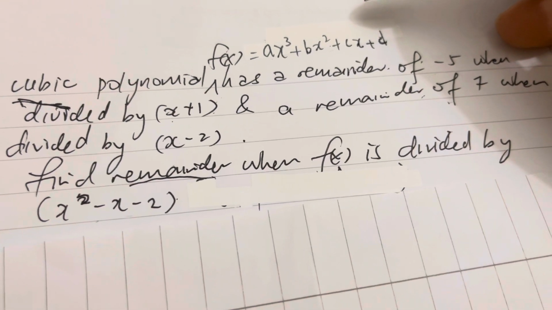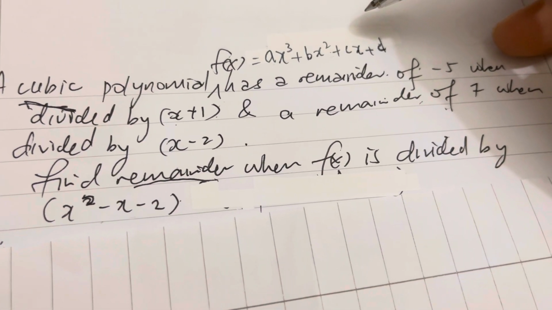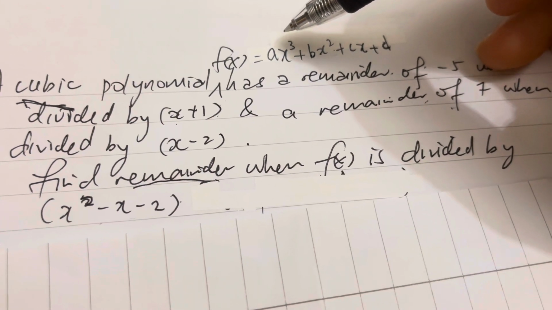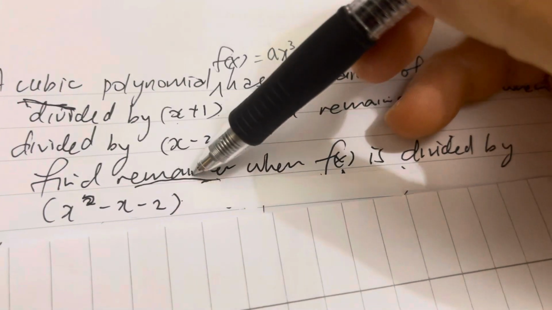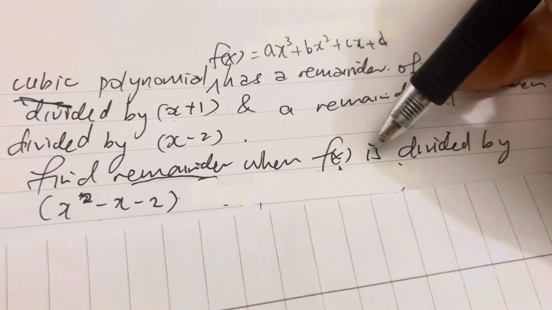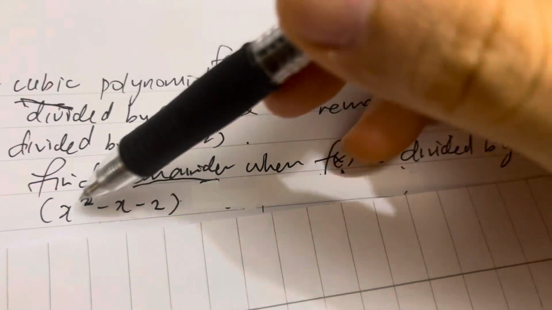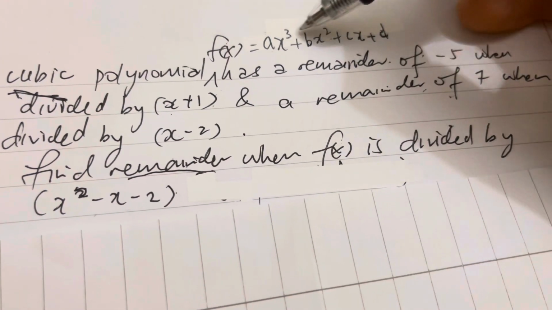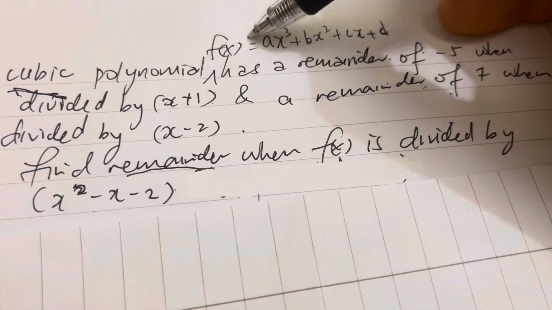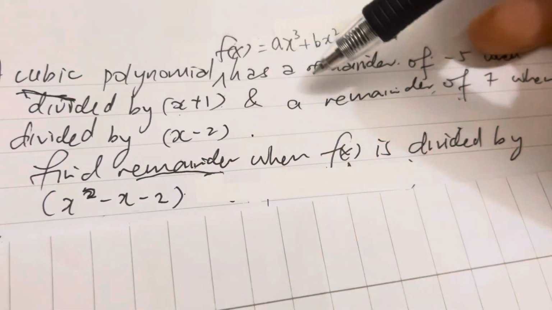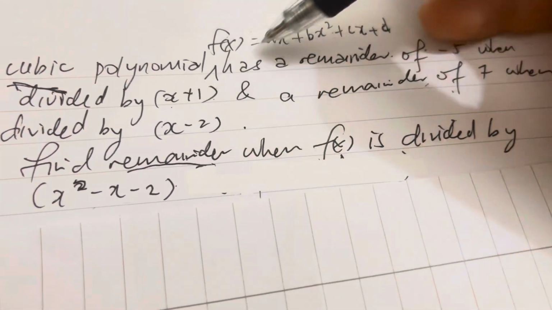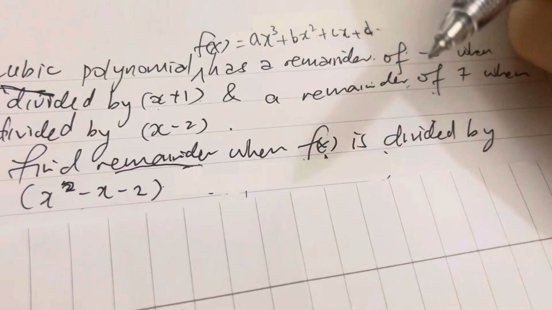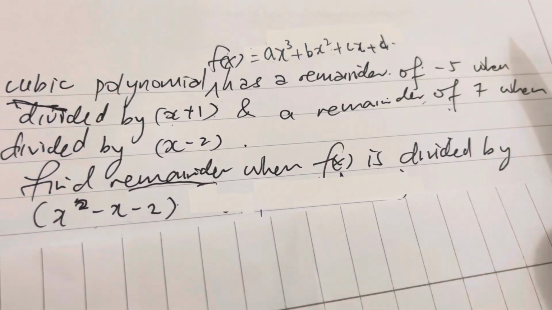So what should you do for this particular question? It is a question that's testing you on your concept. You see, they ask you to find the remainder when f(x) is divided by this. Okay, so if you try to find the cubic equation, you try and divide by this, you will fail because there is no way you can find your a, b, c, d with only 2 equations. So how do you do this question then?